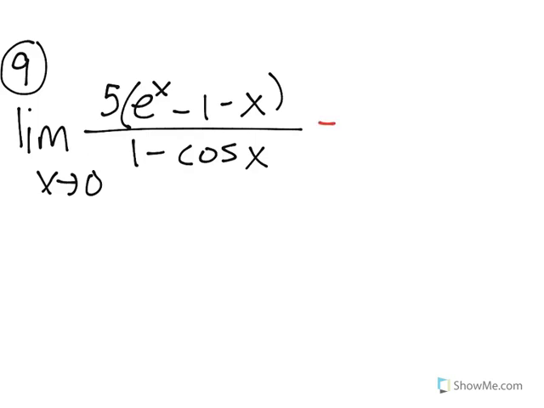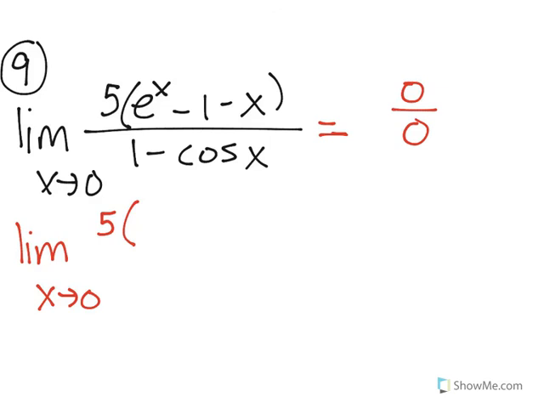Okay, so the next function has some e's on there. It also has some parentheses. I don't know if I really like that. So what I'm going to do is fill in 0. And I get 0 over 0 on the top. So I can go ahead and L'Hopital it. Now, if you want to multiply that 5 into the top, you can. But just so you know, when you take a derivative, there's a constant out front.